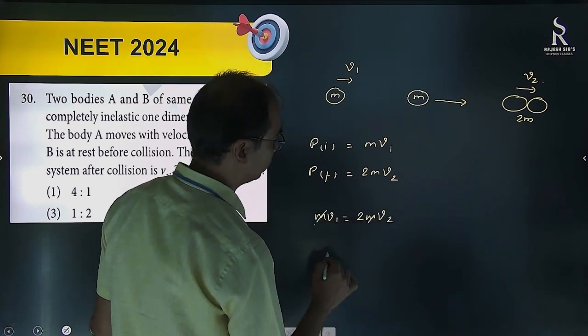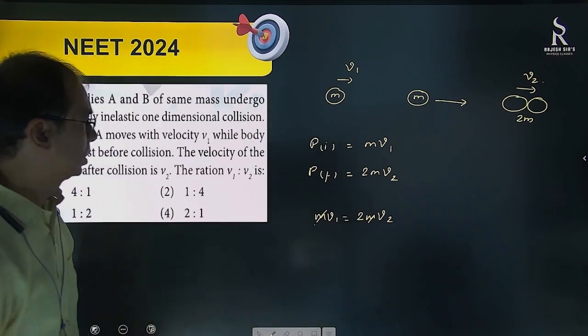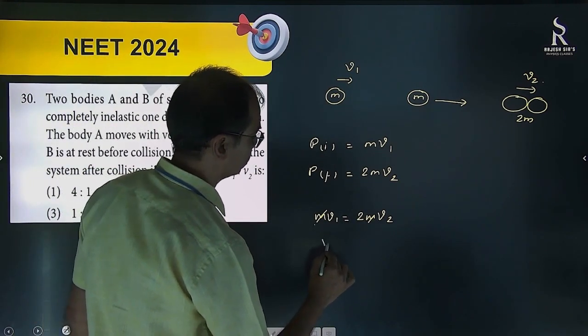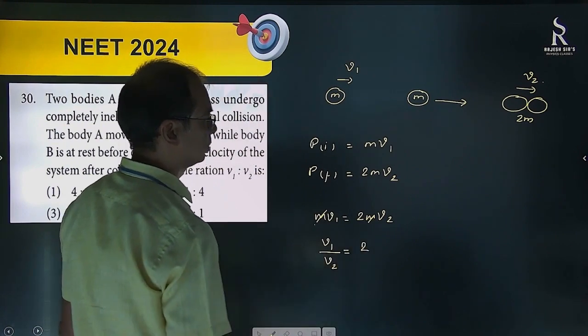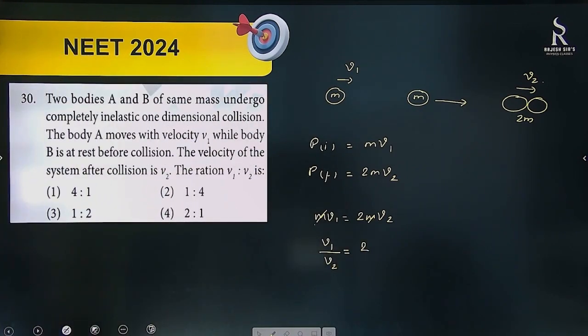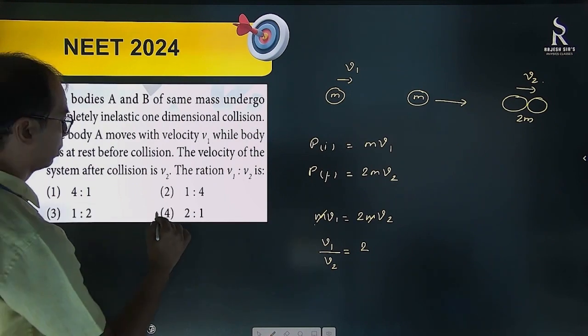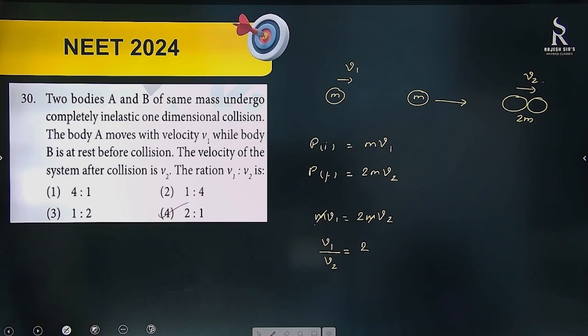So mv1 equal to 2mv2. He is asking v1 by v2. Am I correct? Yes. v1 by v2, what is v1 by v2? 2 is to 1. Answer is fourth. Right? Okay. Easy question. Very easy.